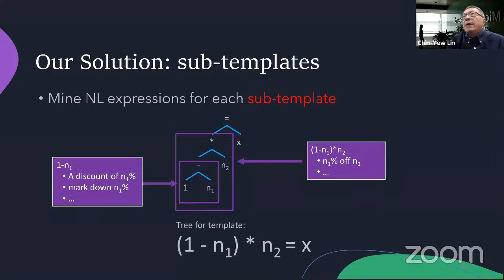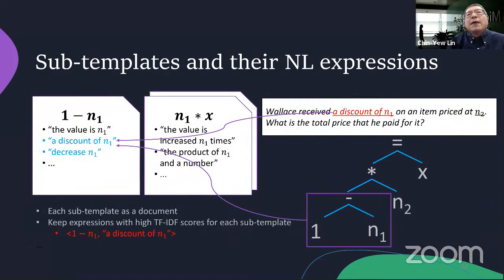You can run the problem through a dependency parser or some other kind of parser, align the expression tree with the syntax tree, extract those phrases, and get these subtemplates. For example, you have 1 minus n. There are many different ways to express it: a discount of n1, decrease n1, and n times x, where the value is increased n1 times the product of n1 and the number. Given that, you can collect a lot of subtemplates and create these libraries.